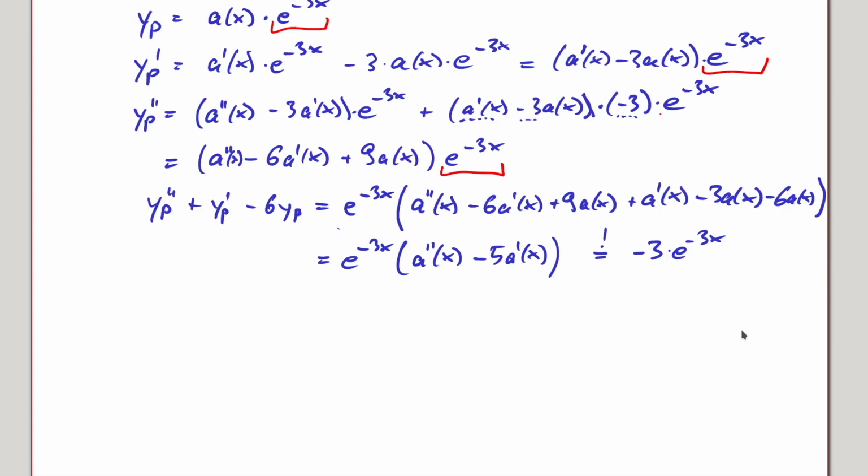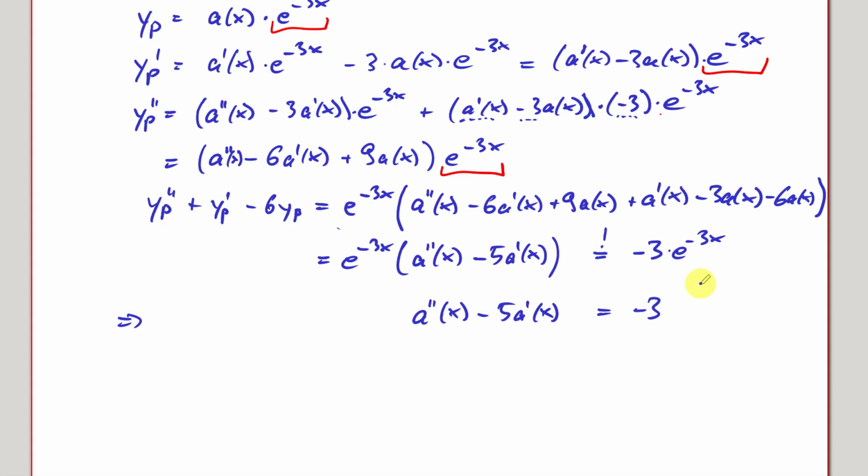As a consequence, we observe that everything is clear, and this equation holds in cases where a double prime of x minus 5 times a prime of x is equal to 0. Oh, sorry, minus 3, of course. Okay, minus 3.